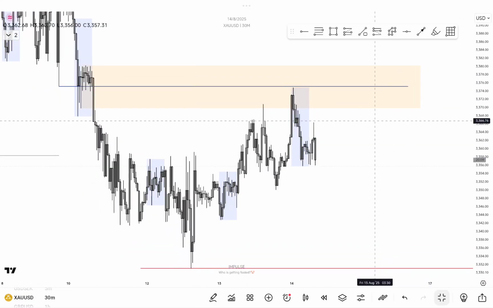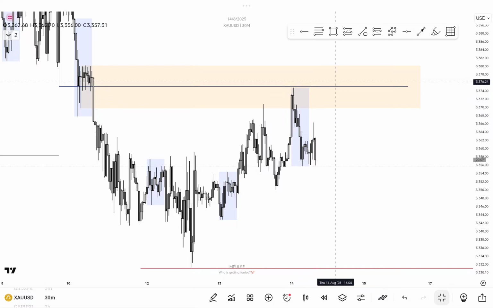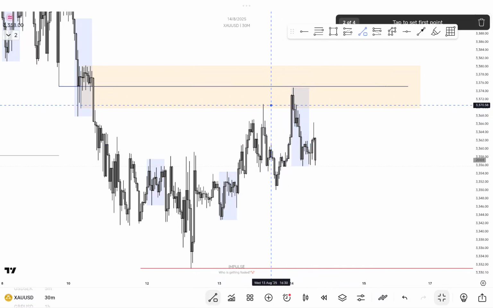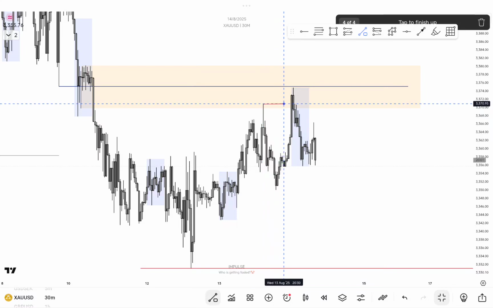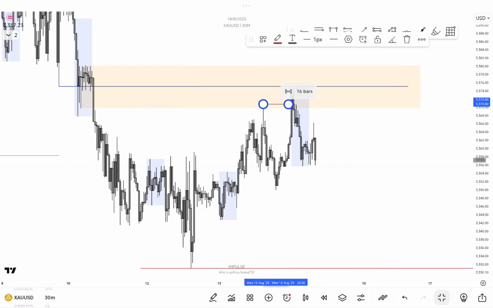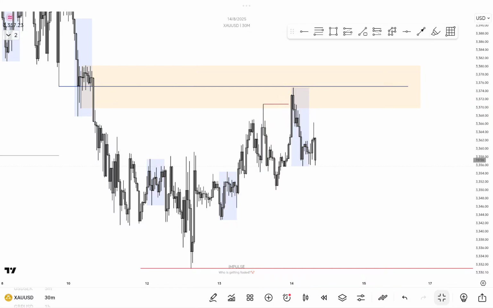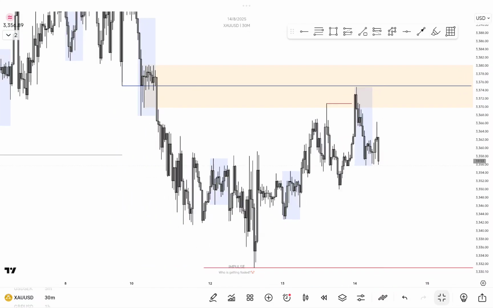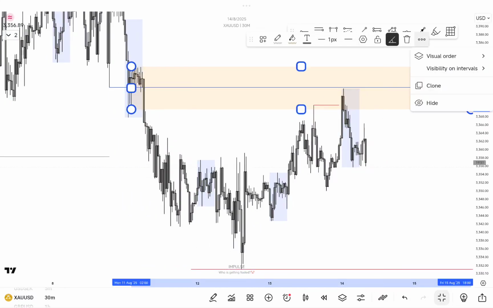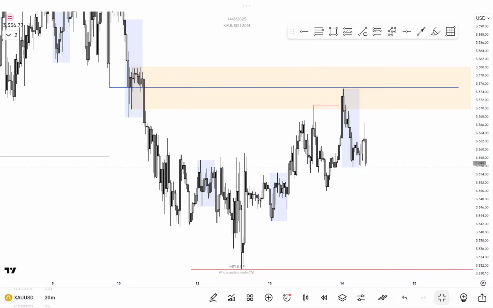Alright, so we've tapped into that supply, though we didn't quite tap into the one I wanted to tap into, but we'll tap into that supply. What do we have? We have a sweep of liquidity right here. We have this supply here.